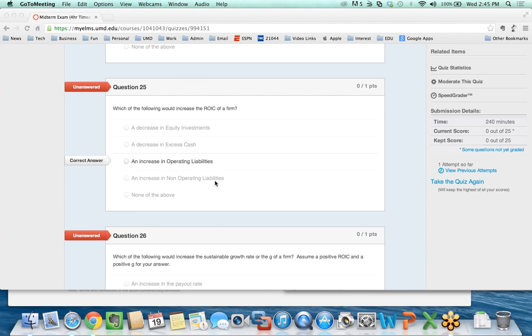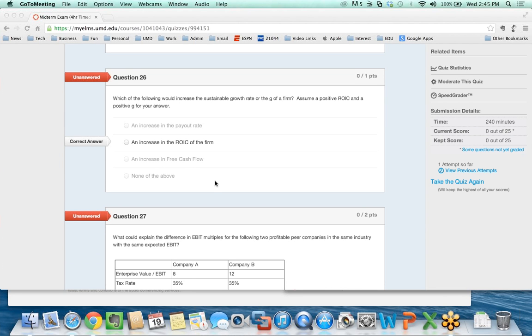So back to invested capital. Invested capital is operating assets minus operating liabilities. So in this case, if we increase our operating liabilities, operating assets minus more operating liabilities equals less invested capital. The same NOPLAT divided by less invested capital would increase the ROIC of the firm. That would be the correct answer.